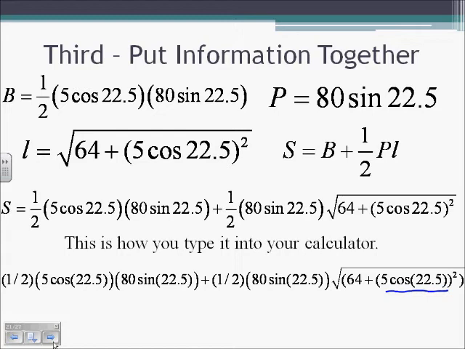If we leave the first set of parentheses open, we could end up with something like 1 divided by 25 cosine of 22.5 there, or things of that nature. So we need to remember to close all of the parentheses that we open at the appropriate times. So our surface area here is going to be approximately 212.11.